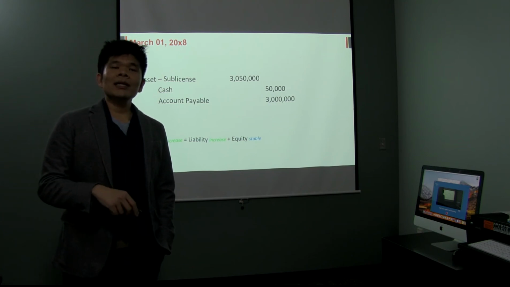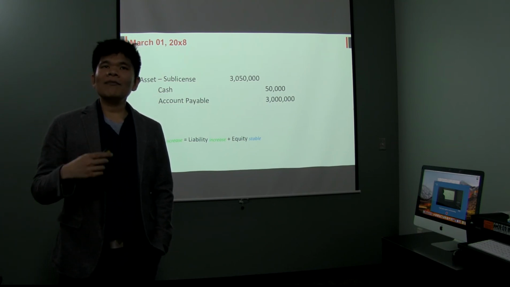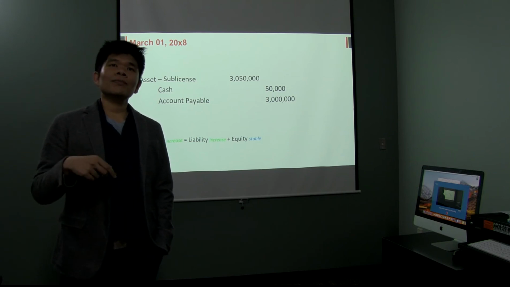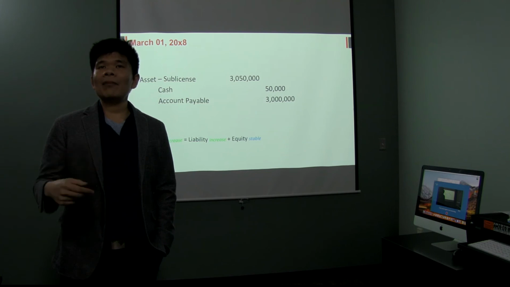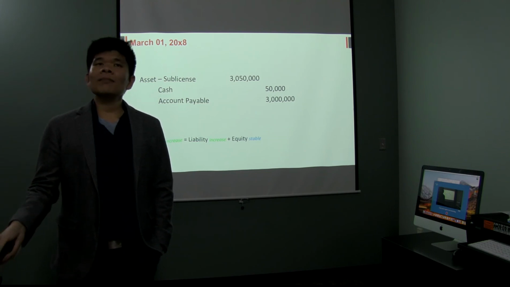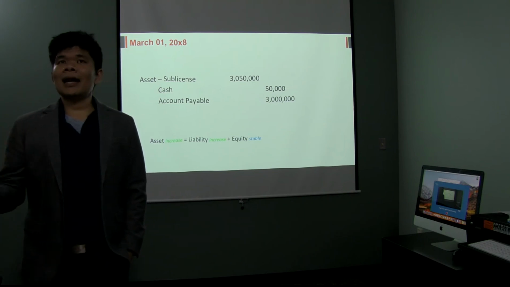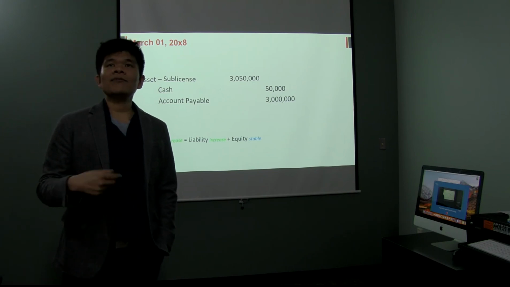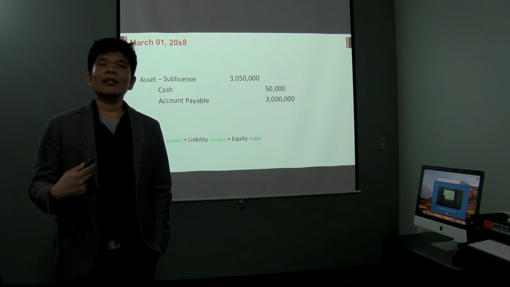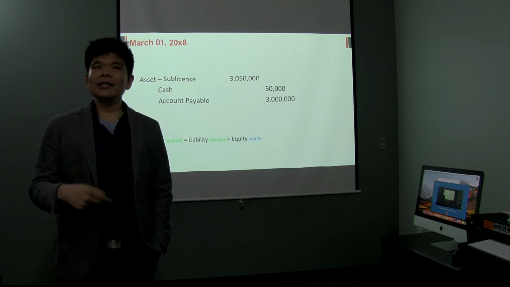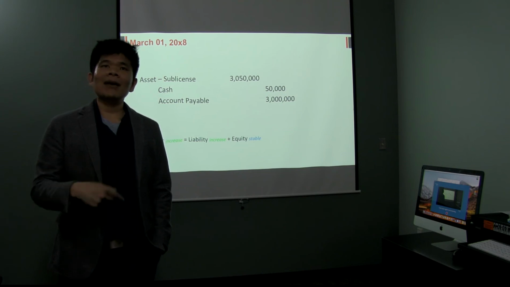And assuming Coffee Co. will give us a credit line, we will account for the accounts payable of $3 million, but we still have to pay cash to the lawyer and the accountant for this service, which is $50,000 credit for cash. For this transaction, the assets will increase as well as the liability.